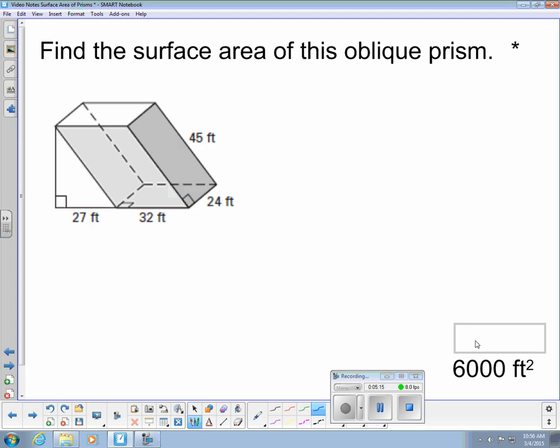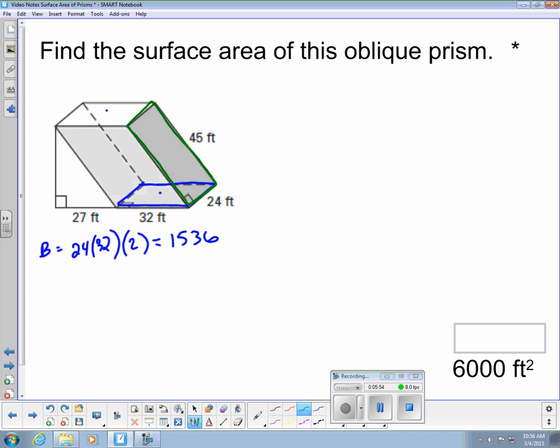So let's start off here with this base. All right, we get this base right here, and this seems to be a rectangle. So that blue part is going to be 24 times 32. And there are two of them. There's the one on the top and one on the bottom, so that's going to be times 2. So that's going to be my base, and that's going to be equal to 32 times 24 times 2, which is 1,536.